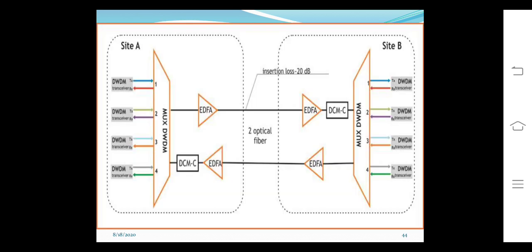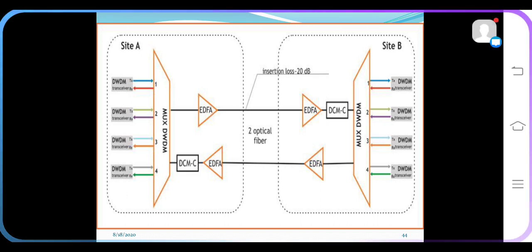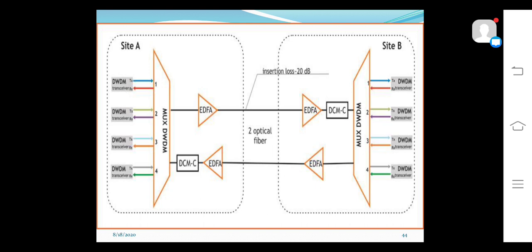Regarding the block diagram, you can see this is an active DWDM block diagram. Here the channels are all duplex, so both transmission and reception are present. You can see a number of EDFAs, that is erbium doped fiber amplifiers, present, and they will be amplifying the signal. Because of that we have an insertion loss of 20 dB, and we have two optical fibers, one for transmission and one for reception.